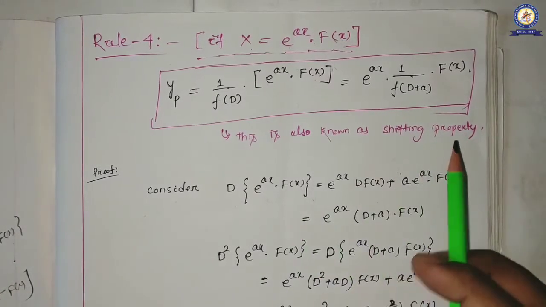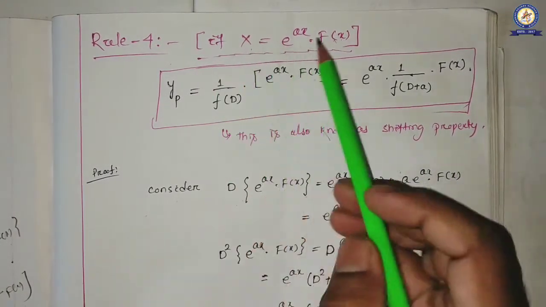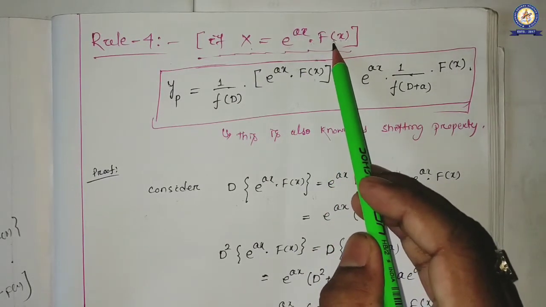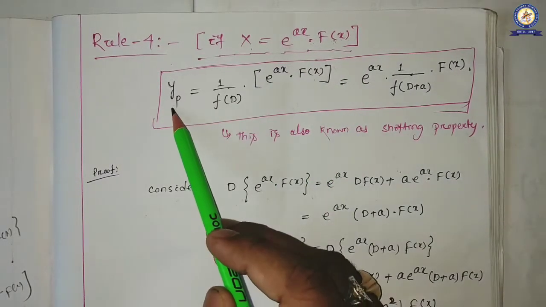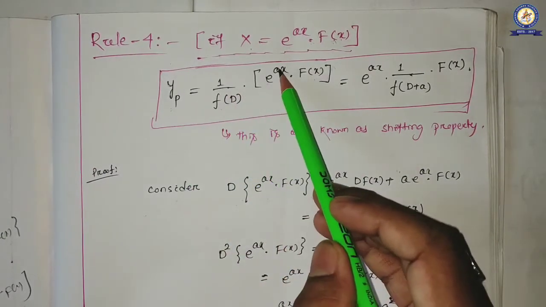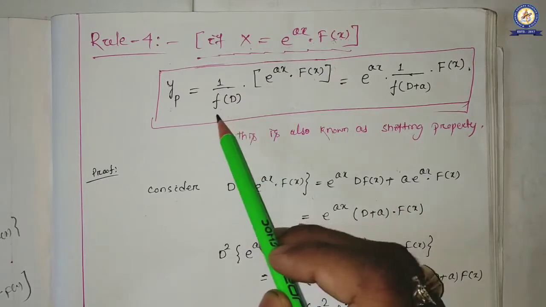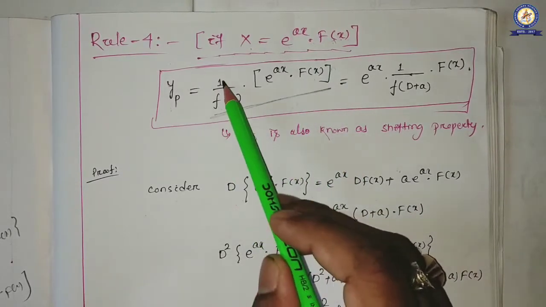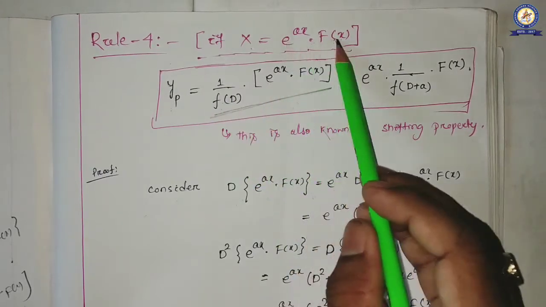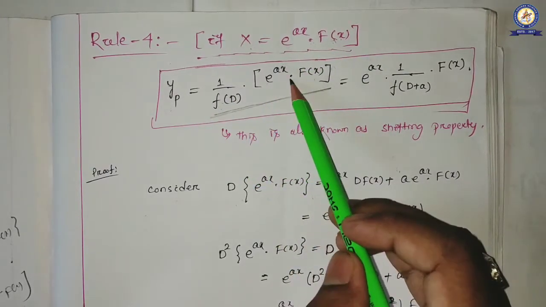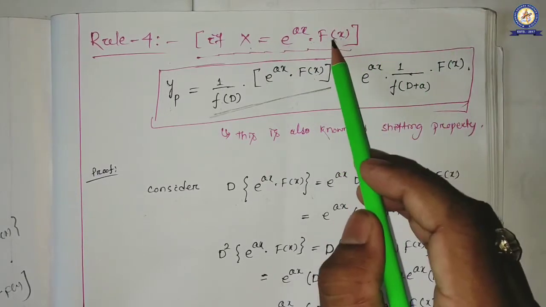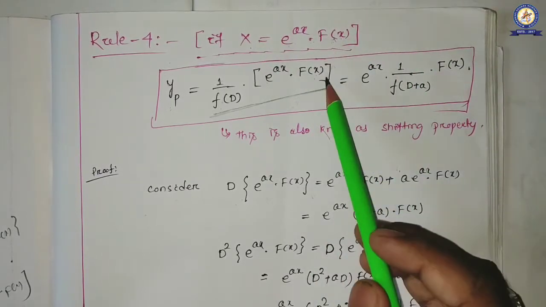So if X equals e to the power ax into a function of x, then the yp or particular integral will be 1 by f(D) into e to the power ax f(x). That means in general we have to write 1 by f(D), which is going to be operated on this function, e to the power ax into f(x). Here e to the power ax is multiplied with another function which is a function of x.